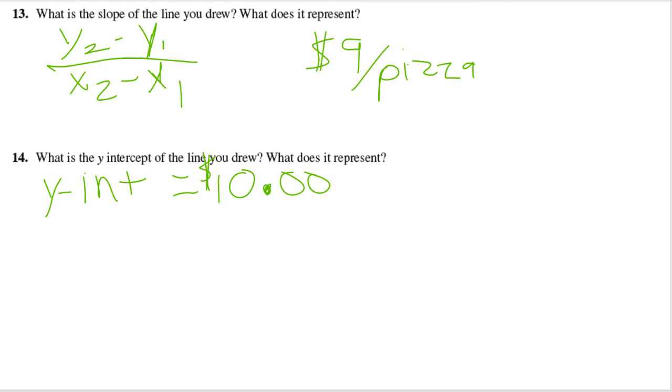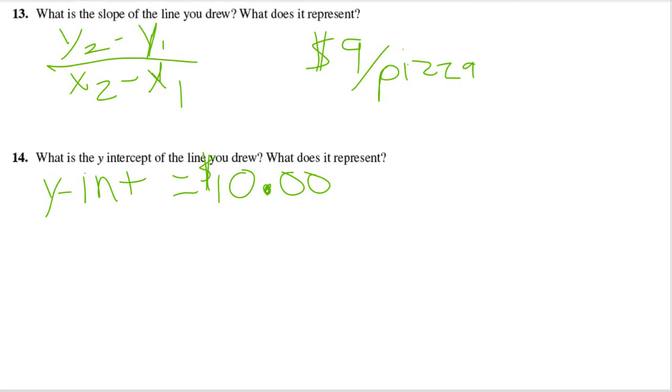It's not really the cost if you order 0 pizzas. Technically, if you order 0 pizzas, you wouldn't have to pay anything. But it's the cost of driving out. So if they drove out and brought no pizzas, then you would have to pay $10. Really wouldn't happen. But when you're talking about what does it represent, it represents the cost of bringing the pizzas. It represents the constant cost that is not dependent on the number of pizzas.